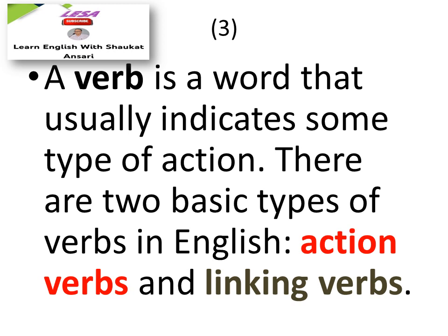So what's a verb? A verb is a word that usually indicates some type of action. There are two basic types of verbs in English: action verbs and linking verbs. There are two types of verbs in English. First is action verb and second is linking verb.